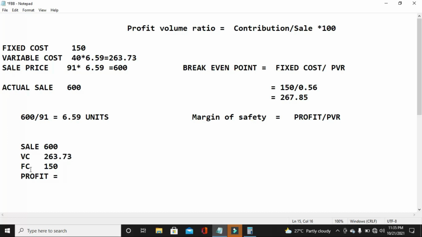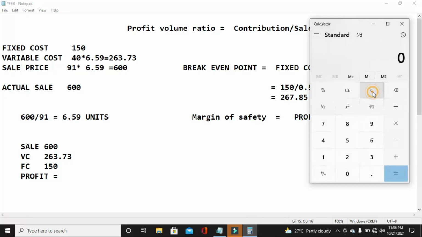263.73, and fixed cost is 150. So how much fixed cost will remain fixed? As we know, it will not change with the level of productivity, and it mostly depends on time and period. It doesn't depend on production, so it will remain fixed here. Okay, so let's find the amount of profit.